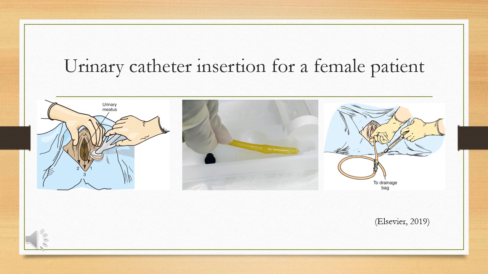Release the labia and hold the catheter securely with the non-dominant hand, and secure the catheter to the patient's leg. Again, make sure there are no kinks and no dependent loops within the tubing.